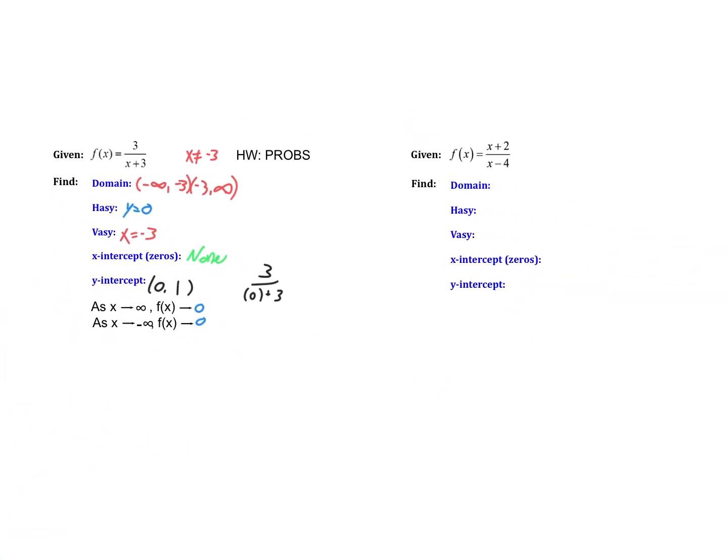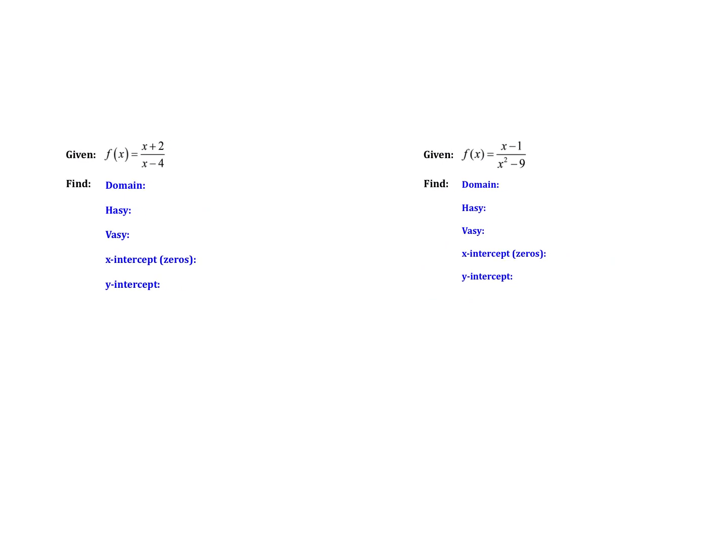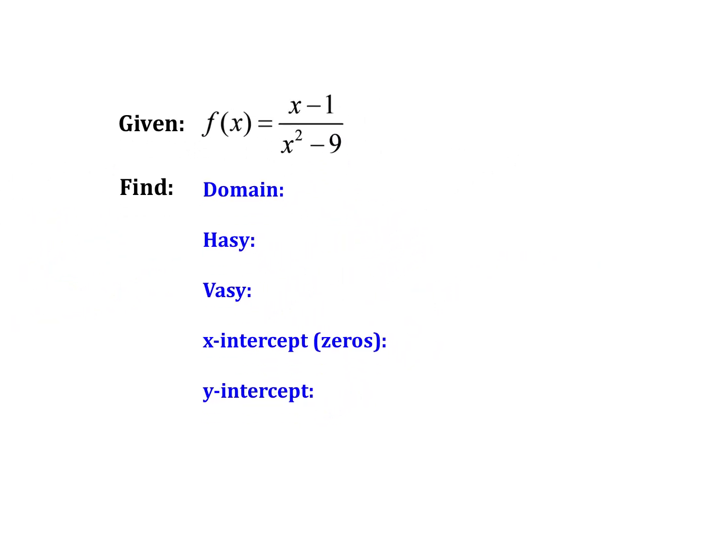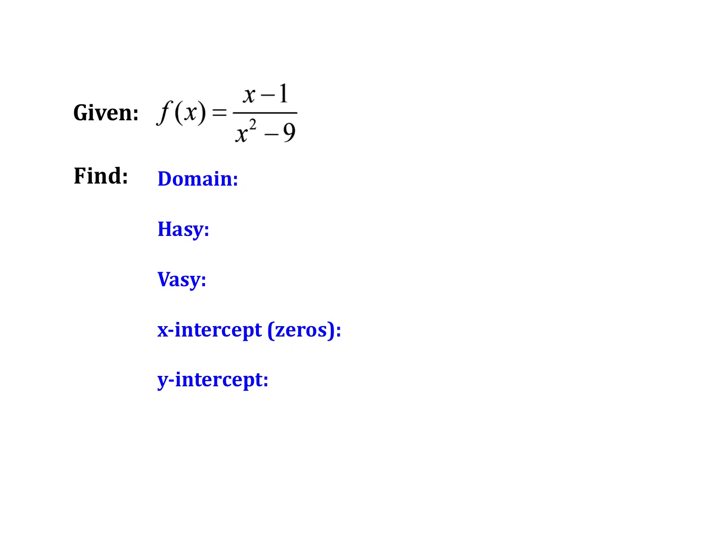All right, let's do one more. Then we'll call it a day here. We will do this third one here. X minus 1 over x squared minus 9. Oh, look in the top. X minus 1. Hey, I've got an x up there. That means I'm going to have an x-intercept. 1, 0. It's going to be my x-intercept.